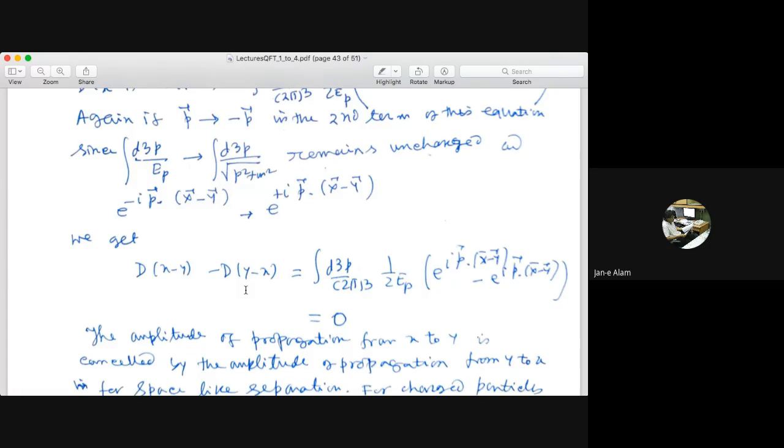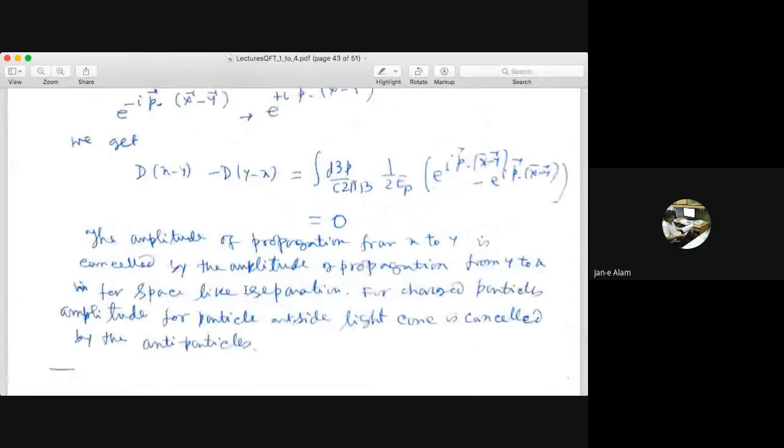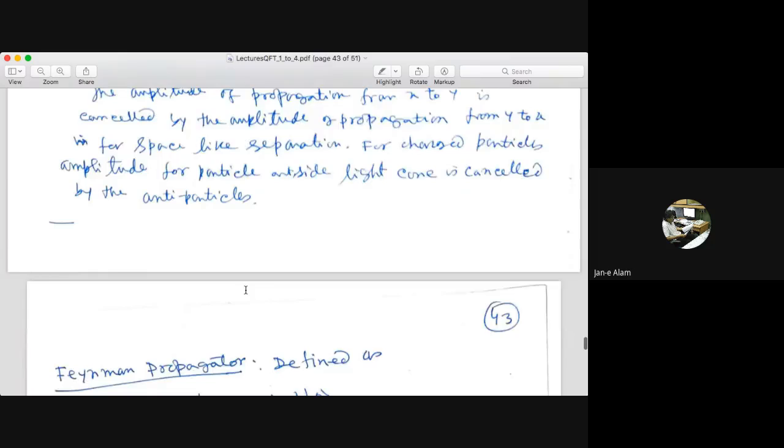So when I was trying to combine quantum mechanics with the special theory of relativity, I had a big problem, but that problem is solved here, because for a domain which is not causally connected, the propagation amplitude for the particle going from x to y is exactly cancelled by the amplitude going from y to x. So this is fine, right?